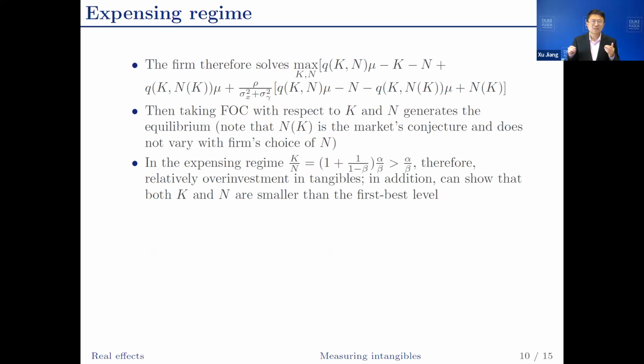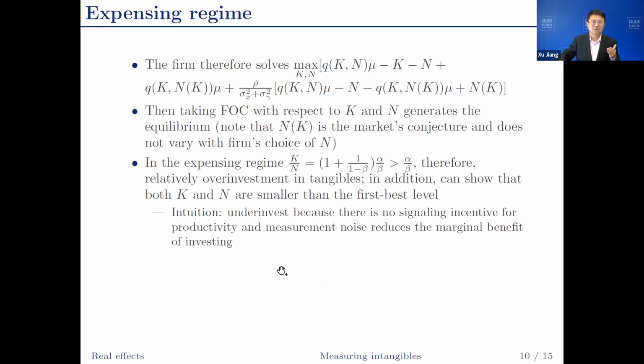One thing to note is that when the firm is taking the first order condition with respect to K and N, NK is not affected by the firm's choice of N because that's the market's conjecture, so that's fixed. We can see in the expensing regime, the ratio K over N is bigger than alpha over beta. So we have relative overinvestment in tangibles. We can also show that K and N are smaller than the first best level. So that will be underinvestment, but there will be severely more underinvestment in intangibles than tangibles.